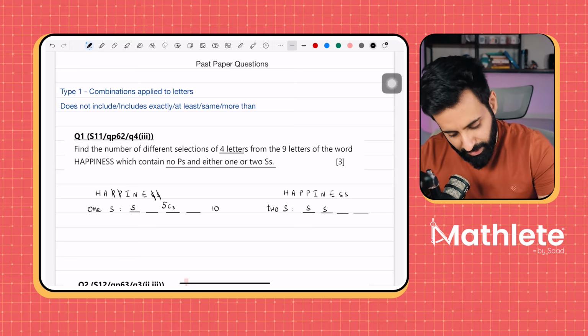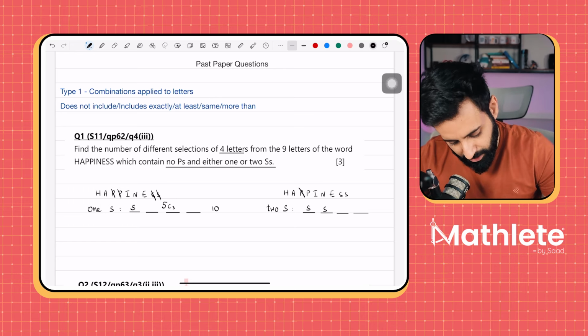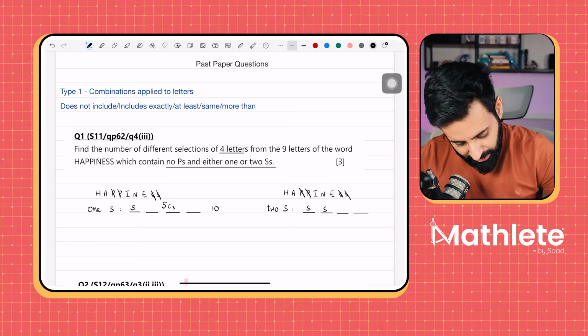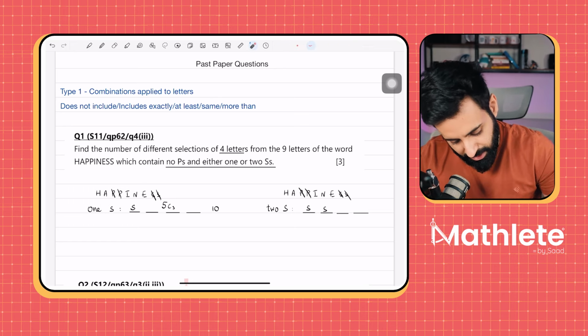Now what are we left with? Remember, we cannot select P's. We've already selected 2 S's, so now we're down to, let's count, 1, 2, 3, 4, 5.